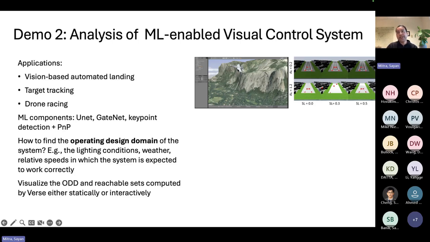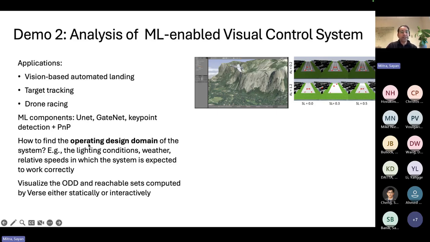And then similarly, there is a control pipeline that uses that pose to fly the follower. So we have these systems in simulation, and the ML components mainly come in the form of this pose estimator, either a UNet or a GateNet for estimating the pose of the runway or the pose of the leading aircraft. So the question here becomes, what is the safe operating design domain of the system?